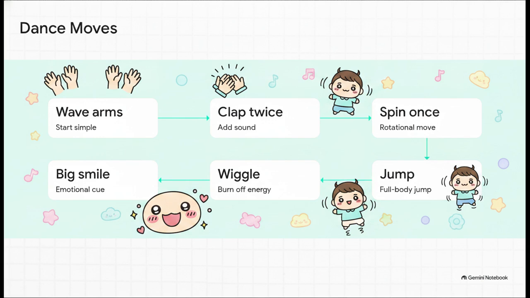It starts with simple arm movements, ramps up to full-body jumping and wiggling, and caps off with an emotional cue, a smile. It's deliberately designed to burn off that pent-up toddler energy while locking them completely into the rhythm.